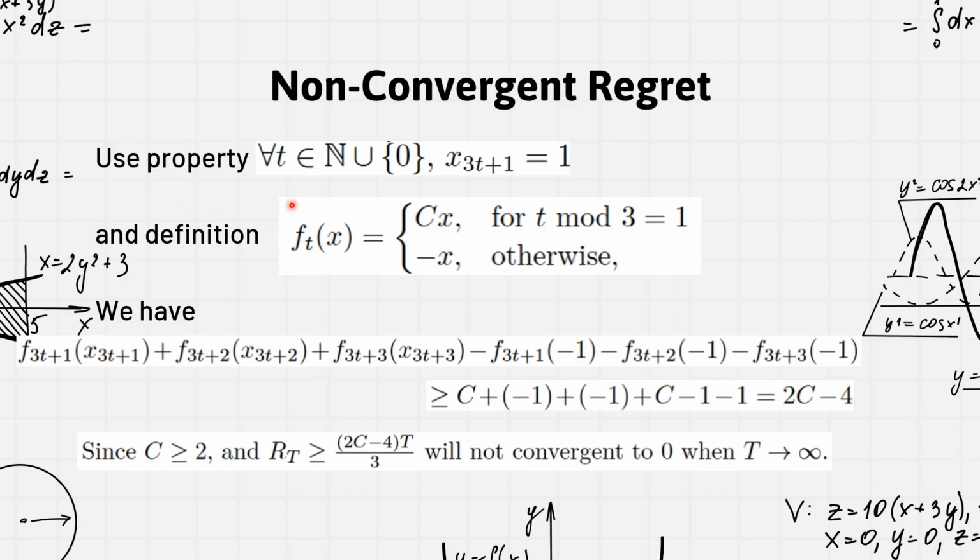Finally, using the property and the definition of f_t, we can see that for every c steps, the regret has a lower bound of 2c minus 4. Hence, we know that the average regret will not converge to 0.